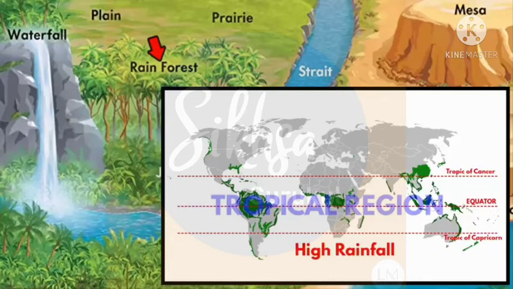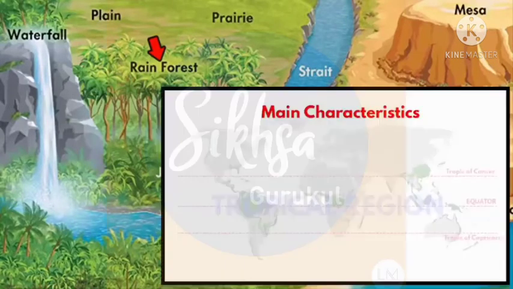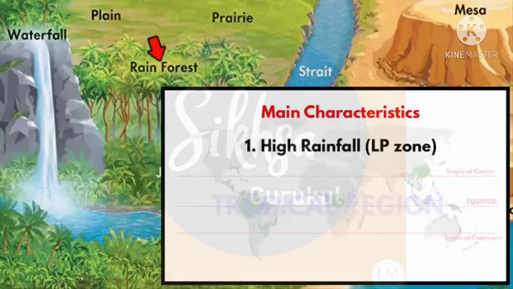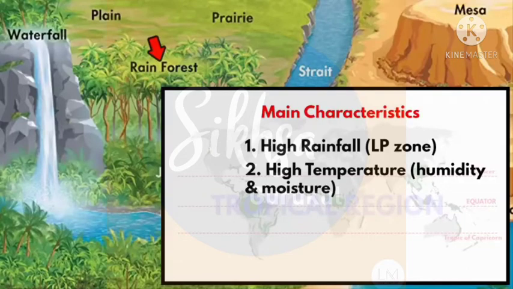And we also know the tropical region receives a very high amount of annual rainfall. This is how the name rainforest came into existence. If you look at the main characteristics of a tropical rainforest, the first one is, these regions receive very high annual rainfall because the equatorial region is a low pressure zone and the average temperature is very high, which is ideal for rainfall. The second one is, they have high average temperatures, which provides the necessary moisture and humidity.